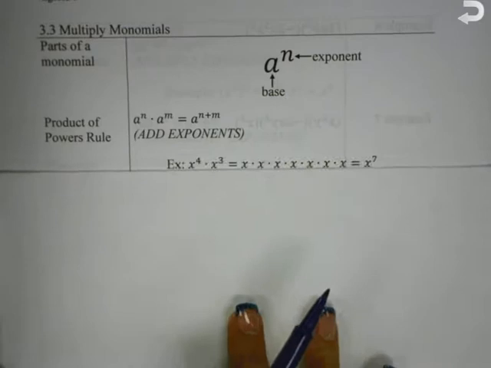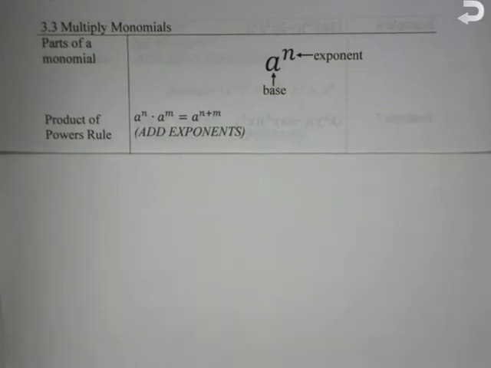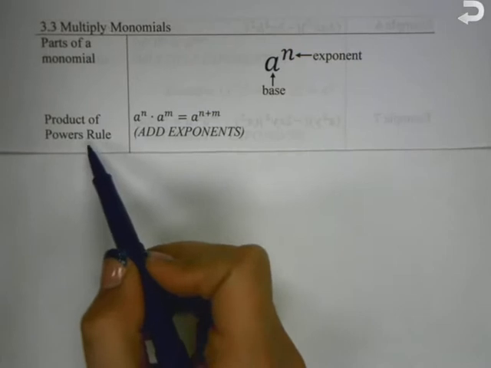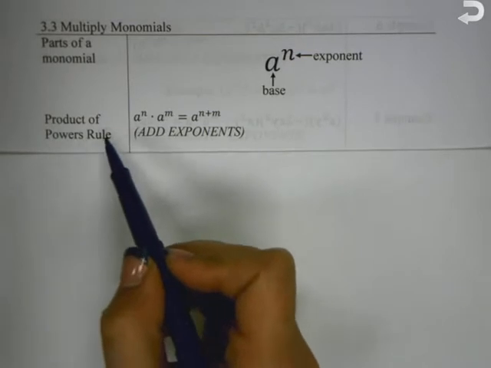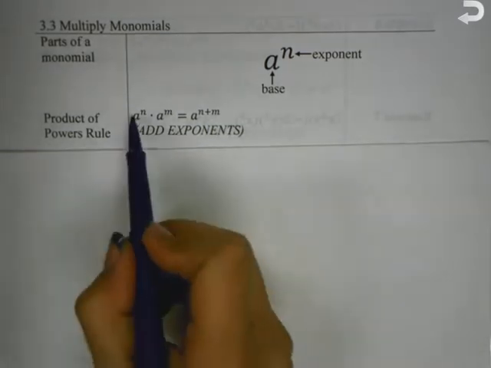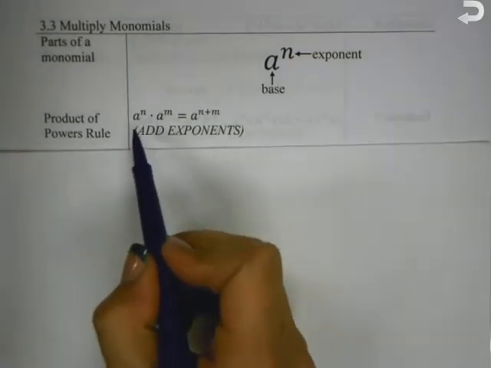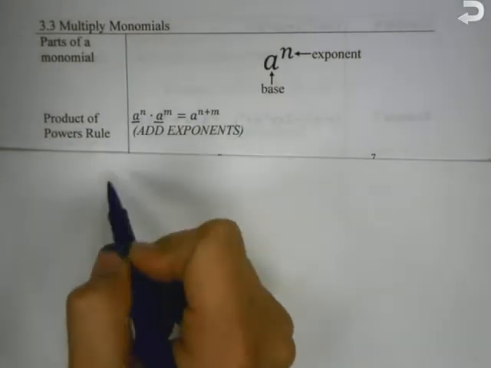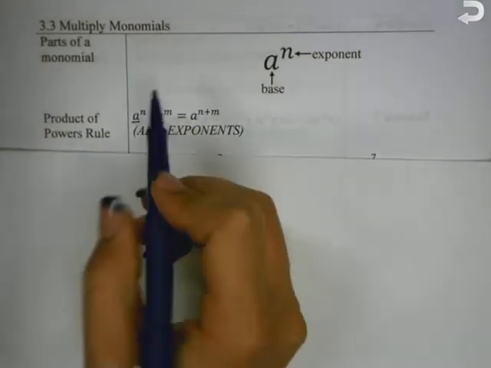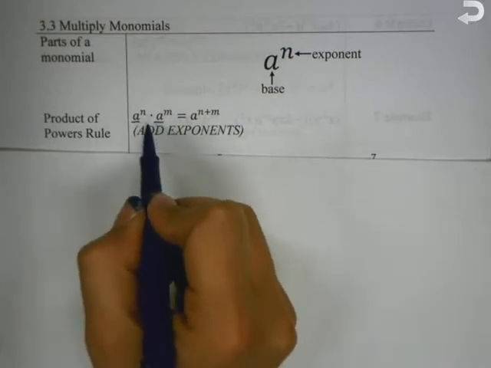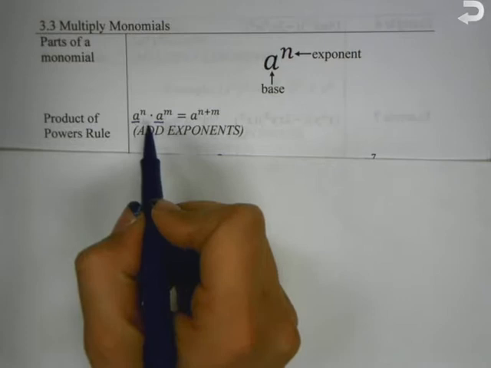So we have a rule that we're going to learn. It is called the product of powers rule. And the product of powers, what does product mean? Multiply, good. Product of powers means that we are multiplying two exponents. Now, what do you notice about the bases in this example? They're both A. If we are multiplying two exponents with the same base, the base must be the same, we get to add the exponents together.